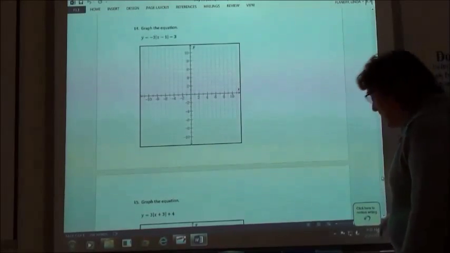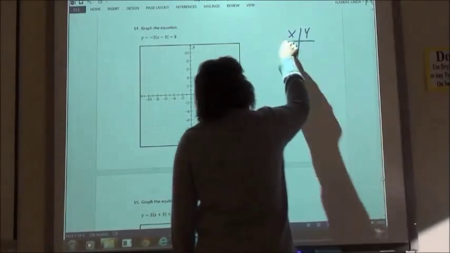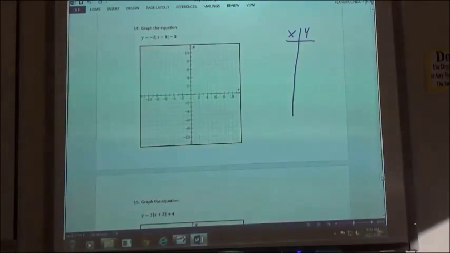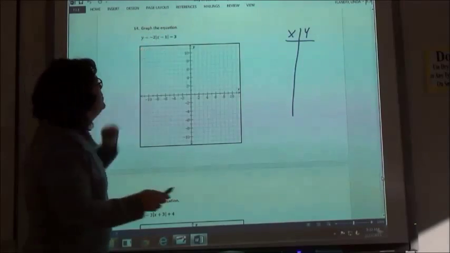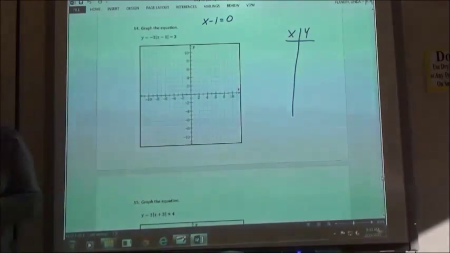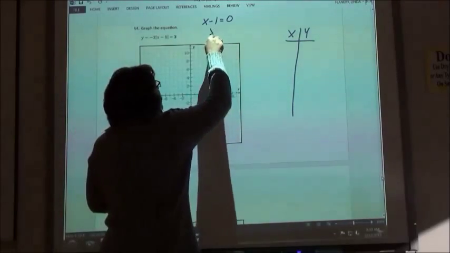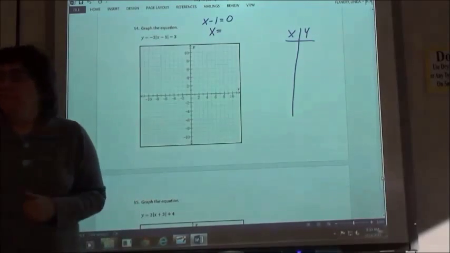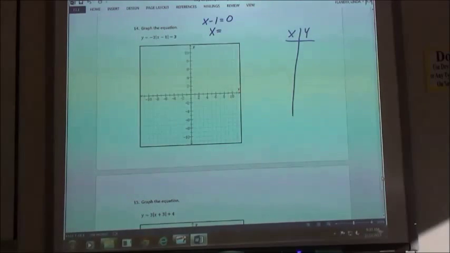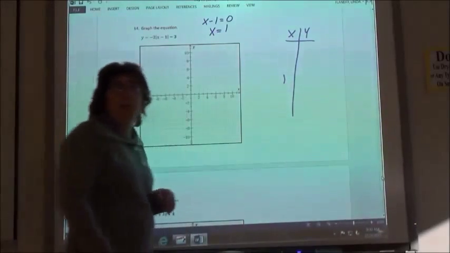So number 14, first thing I want to do is figure out where the middle point of my graph should be. So if I'm going to figure out where my vertex is going to be, I'm going to take that part in the absolute value, the x minus 1, and set it equal to 0, and then solve that. If I solve that for x, I get positive 1, because I just have to move my 1 over to the other side, right? So 1 is going to be the middle number in my table.